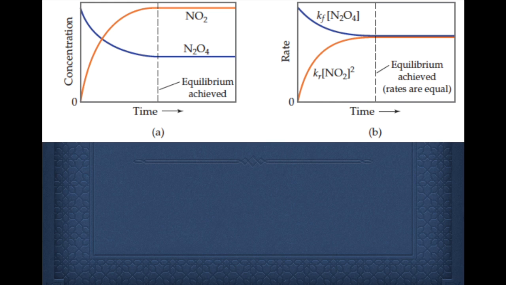For B, what this is showing, notice that the rate at which N2O4 disappears and NO2 forms after equilibrium has been achieved, those rates are equal.